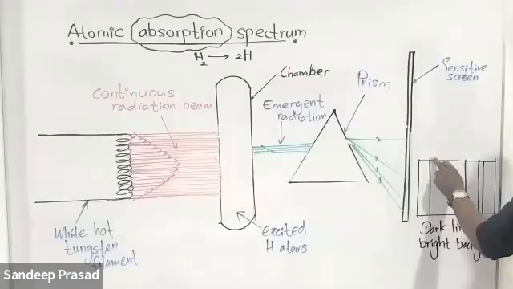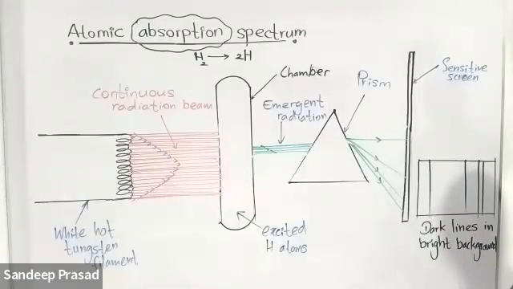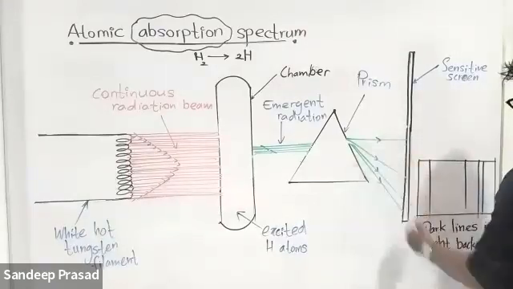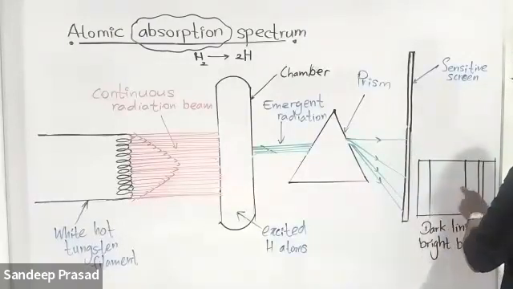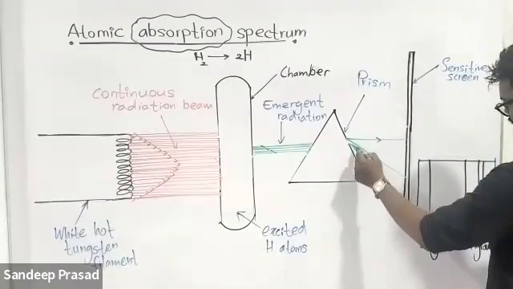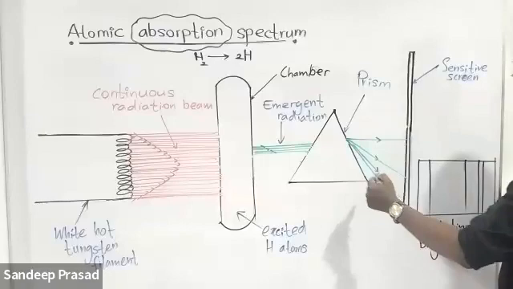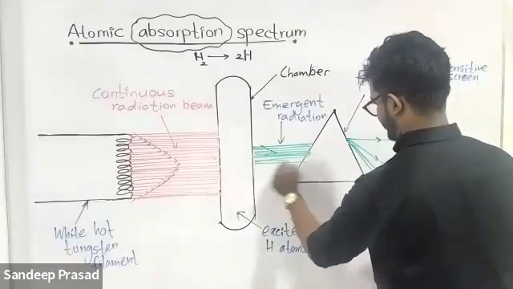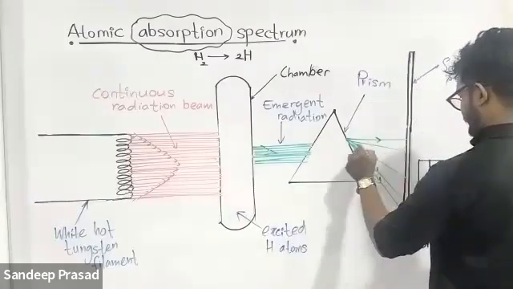Actually, these black or dark lines are missing radiations. Don't think that these things are missing radiations, these are the emergent radiations. Here we have only 4, but here we should have many, right? Actually the diagram should be like this. It means we can draw many radiations here, and here also.